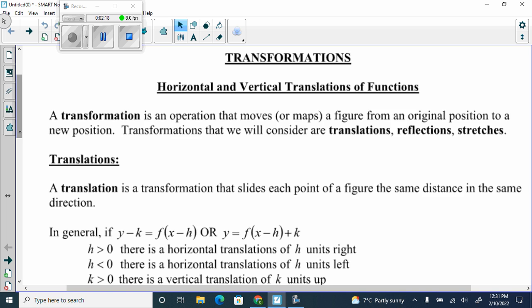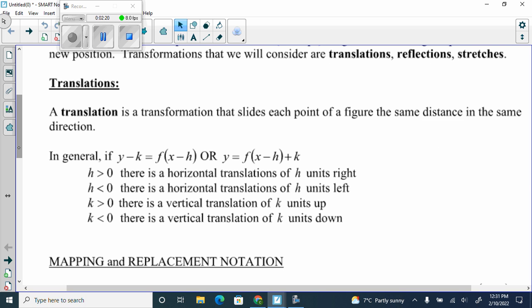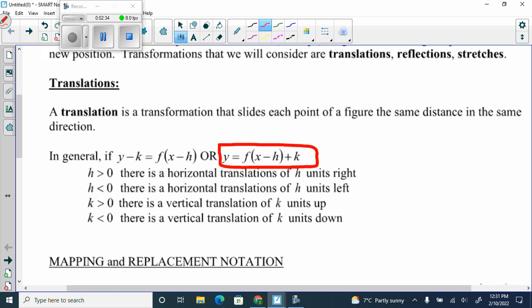So, a translation is a transformation that slides each point of a figure the same distance in the same direction. So if we have it in the form y minus k equals f(x minus h), or we can get y by itself, which is what I always suggest. I will always get y by itself like this: y equals f(x minus h) plus k. We will always do the opposite for h and the same for k if you get into y equals.